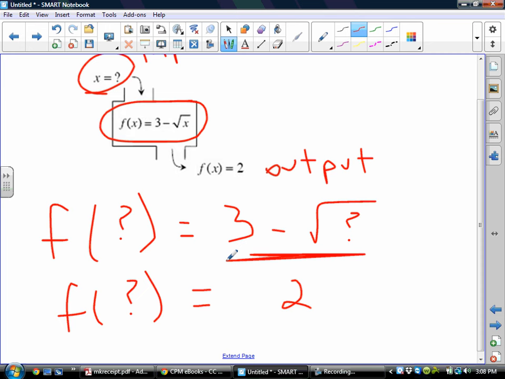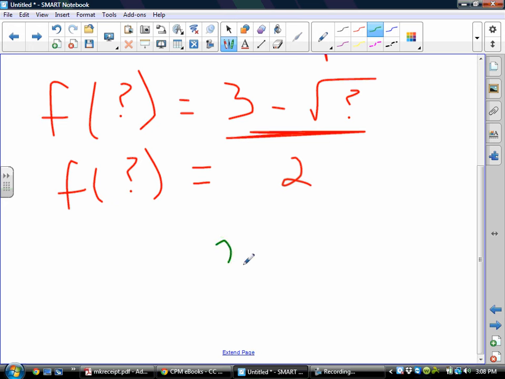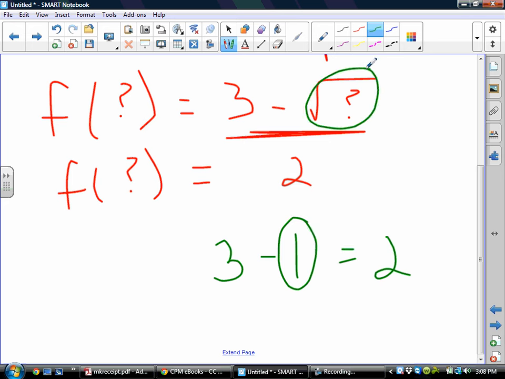So 3 minus what gives me 2, first of all? 3 minus 1 would give me 2. Right? 3 minus 1 would give me 2. So that means this part right here, this positive 1, is this thing right here. The square root of something that gives me a 1. So what's something times itself that would give me 1? What times what equals 1? Well, there's really only one combination of things that would be 1 times 1. So that means the square root of 1 is 1.